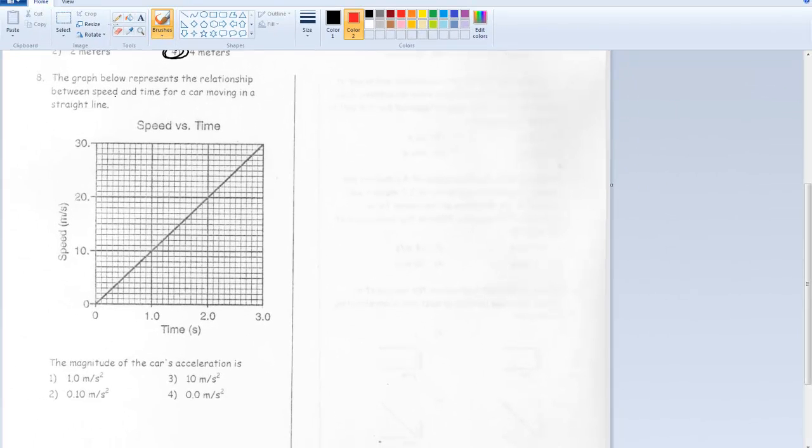And here we go. Number 8, the graph below represents the relationship between speed versus time. So we have a speed versus time graph of a car moving in a straight line. The magnitude of the car's acceleration is. So now we're looking for acceleration. And this is where we'll have to turn to our reference table. We know that the formula for acceleration is delta V over t. Delta V is really the final velocity minus the initial velocity over time.